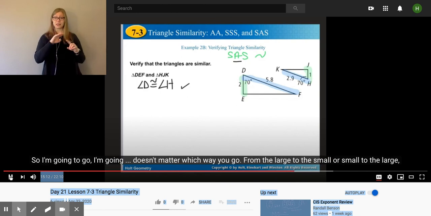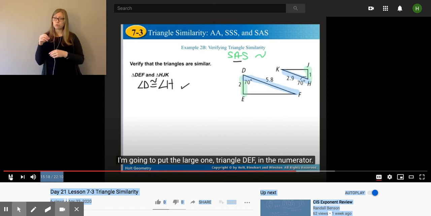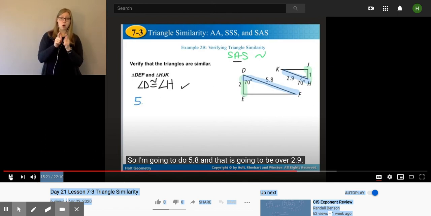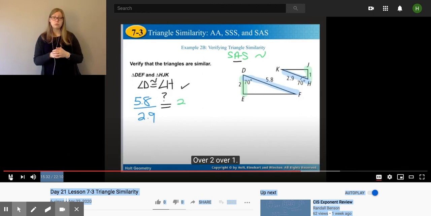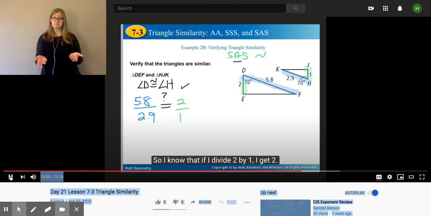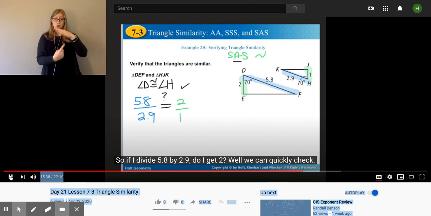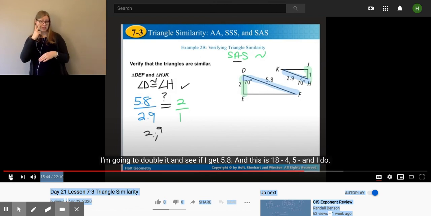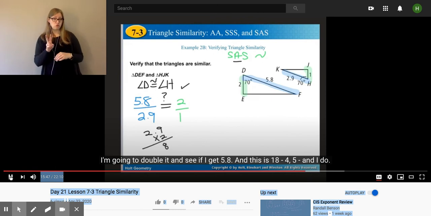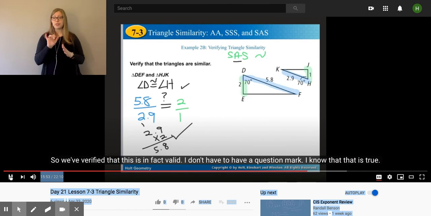So it doesn't matter which way you go, from the large to the small or small to the large. I'm going to put the large one in triangle DEF in the numerator. So I'm going to do 5.8 over 2.9, and this is going to be equal, I don't know, I have to check, so I'm putting a question mark there, to 2 over 1. So I know that if I divide 2 by 1, I get 2. So if I divide 5.8 by 2.9, do I get 2? Well, we can quickly check. So I'm going to take 2.9, I'm going to double it, and see if I get 5.8. And this is 18, 4, 5, and I do. So we've verified that this is, in fact, valid.